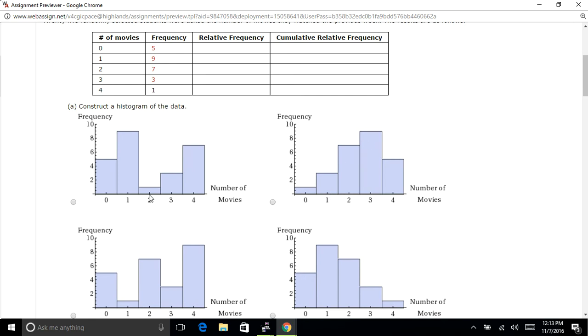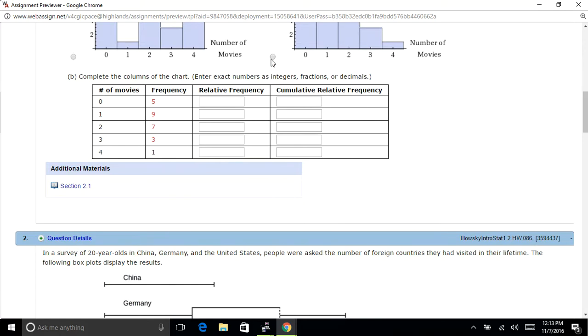So then the next one I'm looking for is 7. That doesn't equal 7. That equals 7. So then I'm going to quickly just say, okay, for 3, that's 3, and then 4, that's 1. That is my correct histogram. So I'm going to mark that.